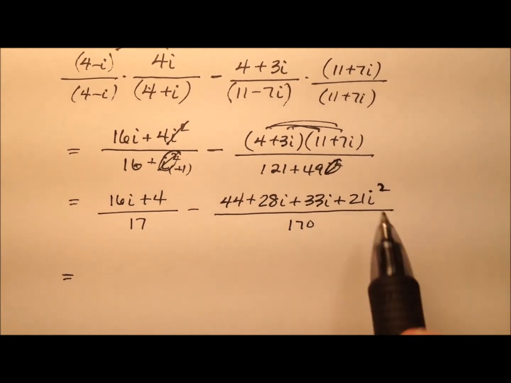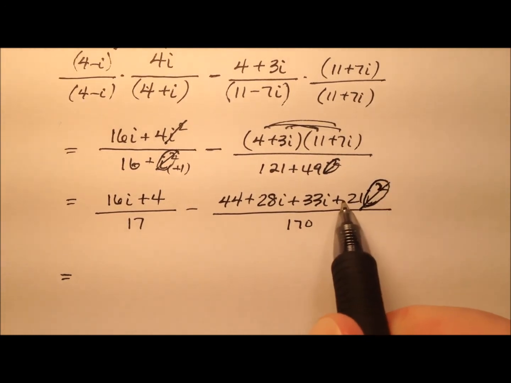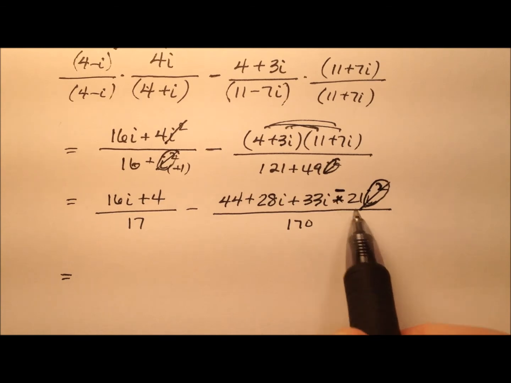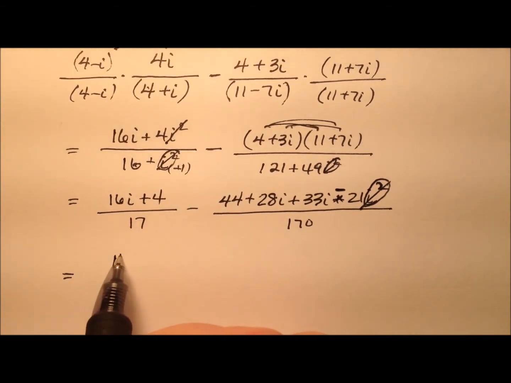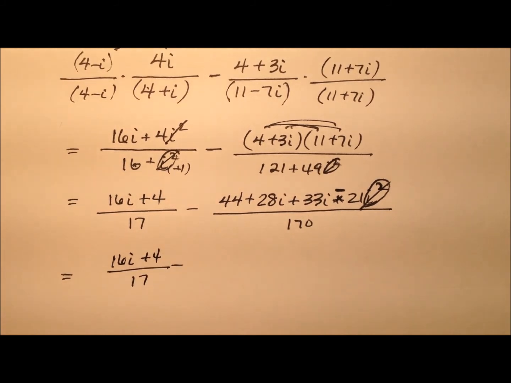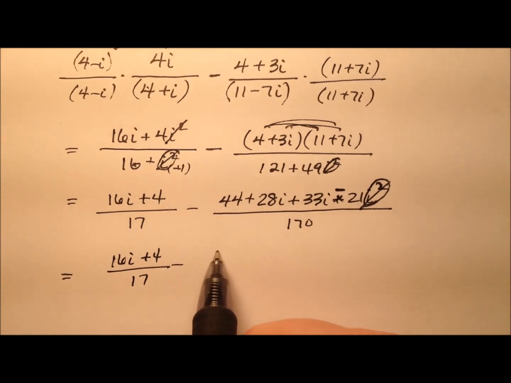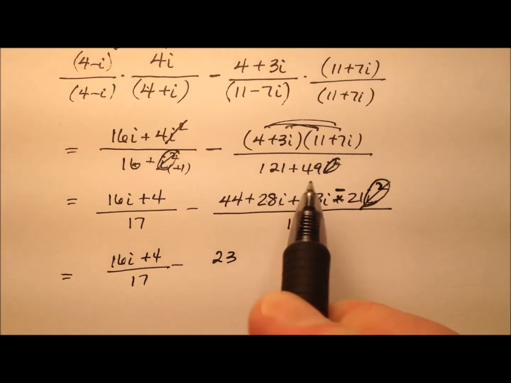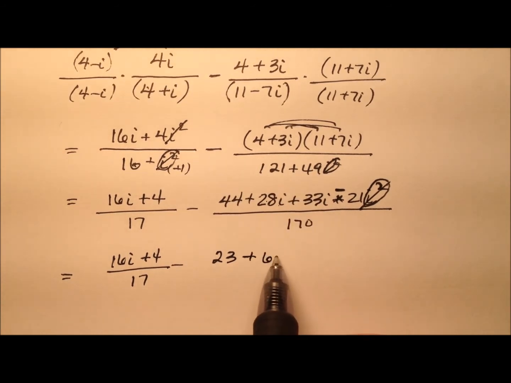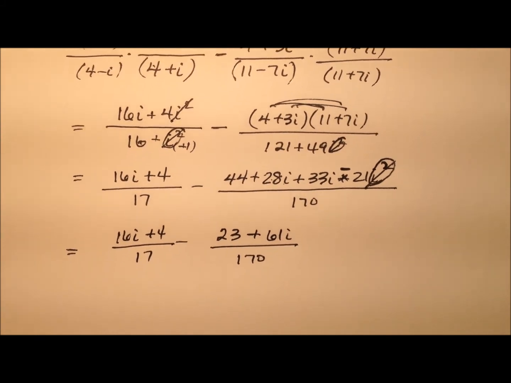All right, let's go ahead and continue our simplification. So this i squared is actually a negative 1, so instead of positive, we'll have a minus right there. So this is 16i plus 4 over 17 minus, so 44 minus 21 will end up being 23, and then 28i and 33i should make, what, 61i? And that's all over 170.